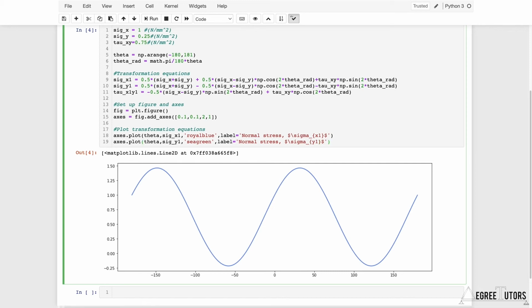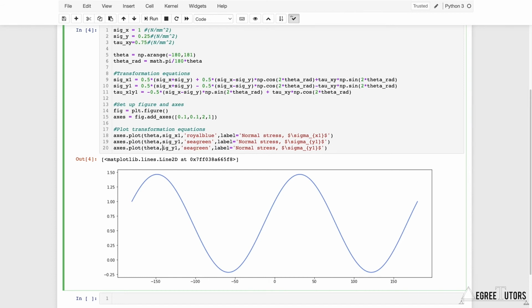All right, and then let's plot the shear stress. So let's plot theta versus tau x1 y1, and we're going to plot this in light coral. I was playing around with these colors, so light coral seemed to be one I liked, and let's call this the shear stress.